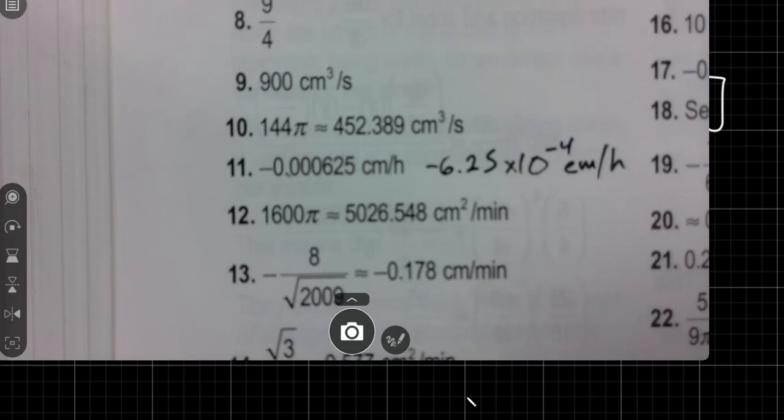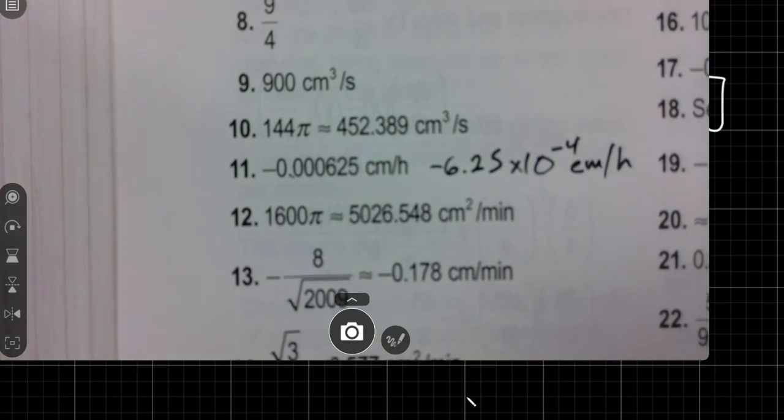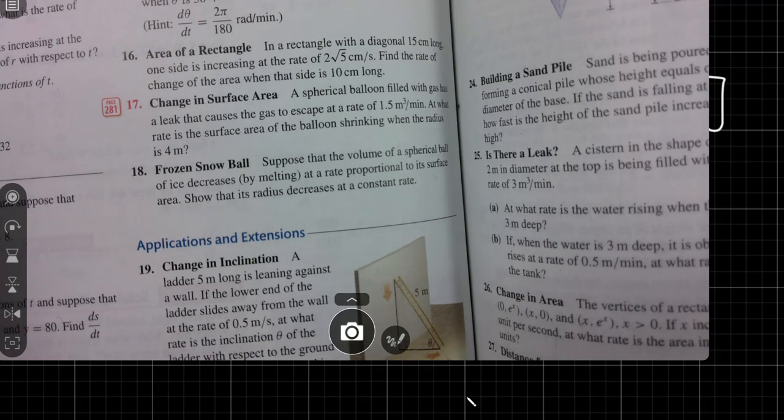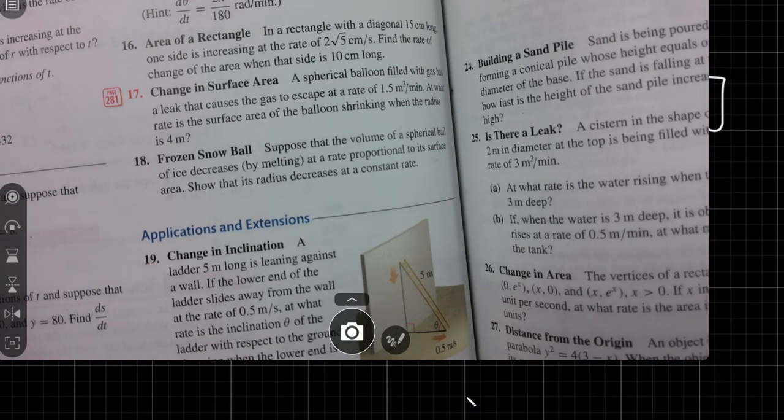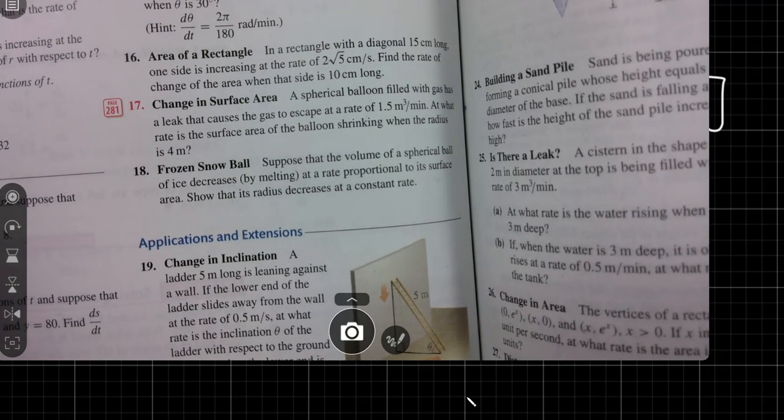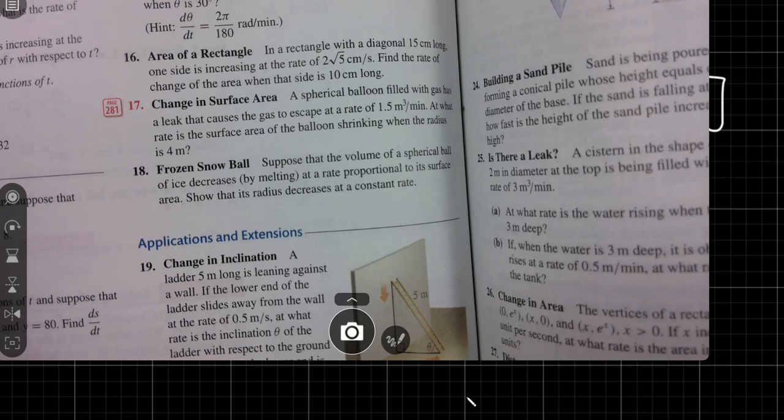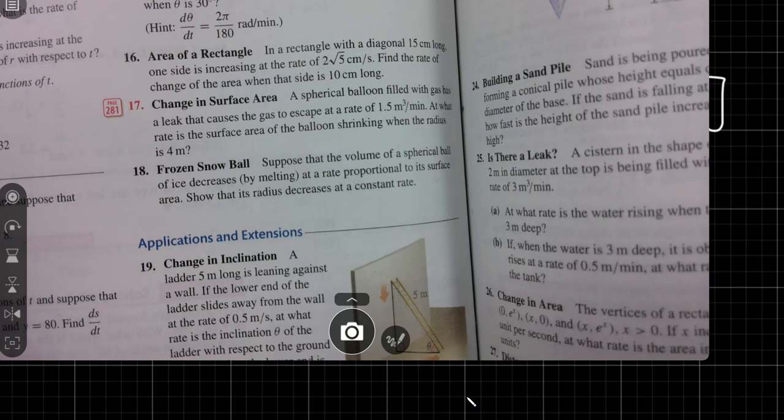Cool. All right. On 17. Hey, look, it's another spherical balloon. And we're filling it with, nope. It is filled with gas. And there's a leak that causes the gas to escape at that. What is the radius surface area of the balloon shrinking when the radius is 4?